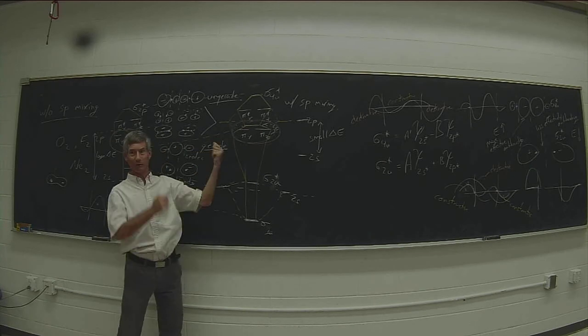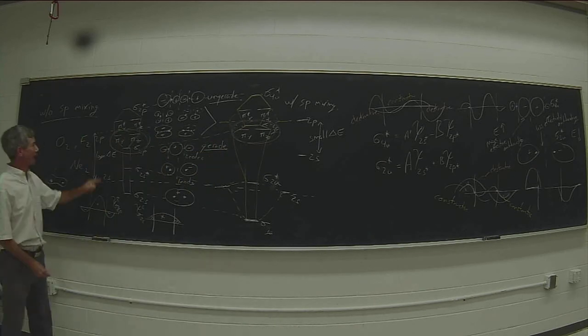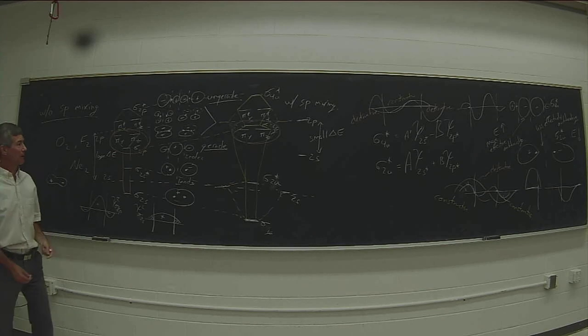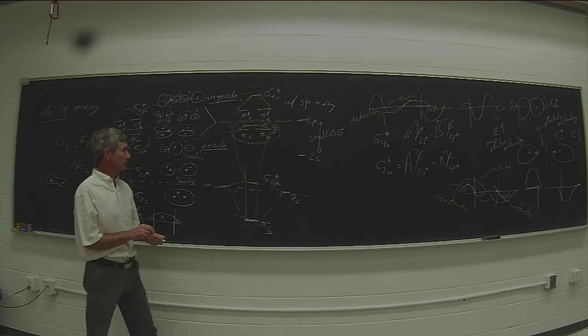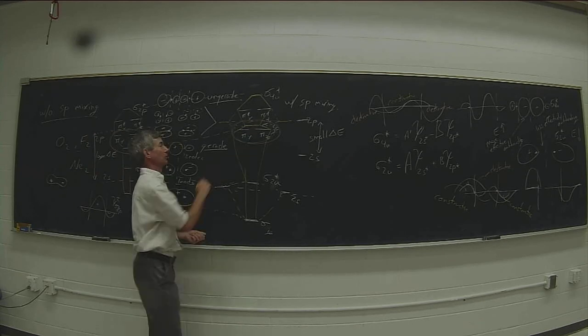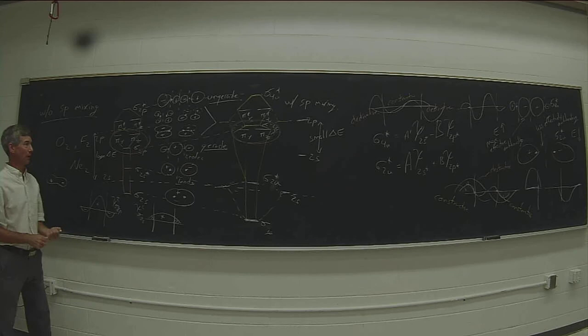Kind of looks like a fiddle. So without SP mixing, you've got a mace shape, and with SP mixing, you've got a fiddle shape. The crucial difference being the location of the sigma 3g orbital relative to pi y and pi z.